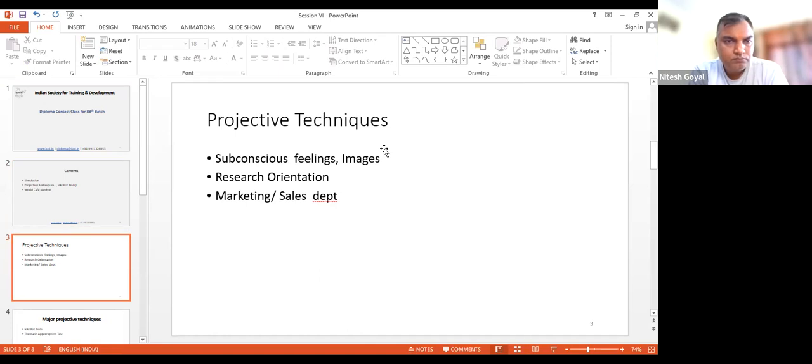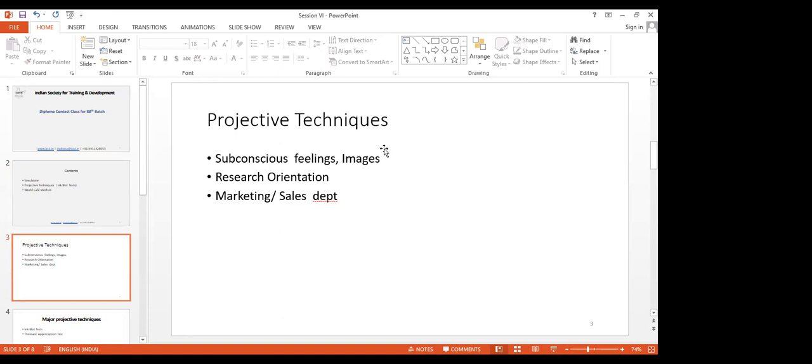As it says, subconscious feelings and images can be traced using projective techniques. It is some sort of research that you do on your people, not to judge them, just to understand them. For instance, I have written marketing or sales department here. Suppose you're dealing with a bunch of sales executives and you want to motivate them. You train them on innovative sales techniques.